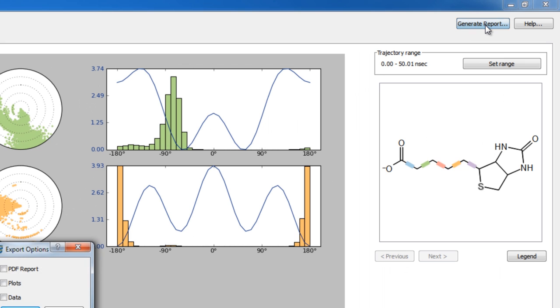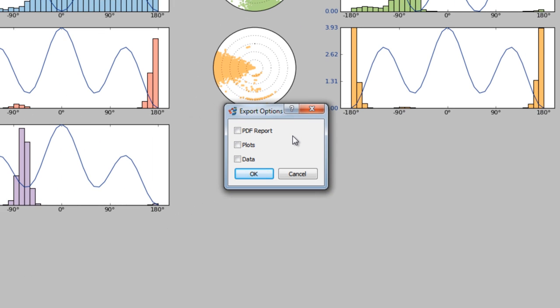Here we can generate a report of the analysis conducted by the simulation interaction diagram. We can export into the current directory a PDF report, the individual plots, or the raw data themselves.